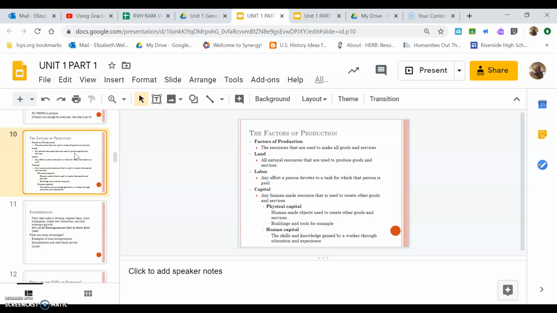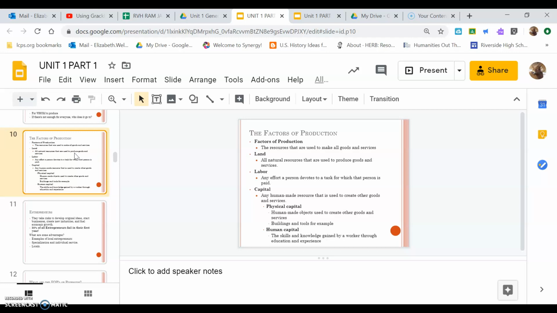All right, factors of production. You guys did a project on this, so you guys should be good. Land, labor, capital, and entrepreneurship. I'm going to go through these quick. Land is your natural resources. Labor is the effort that a person is paid for, right? What you do on your job.